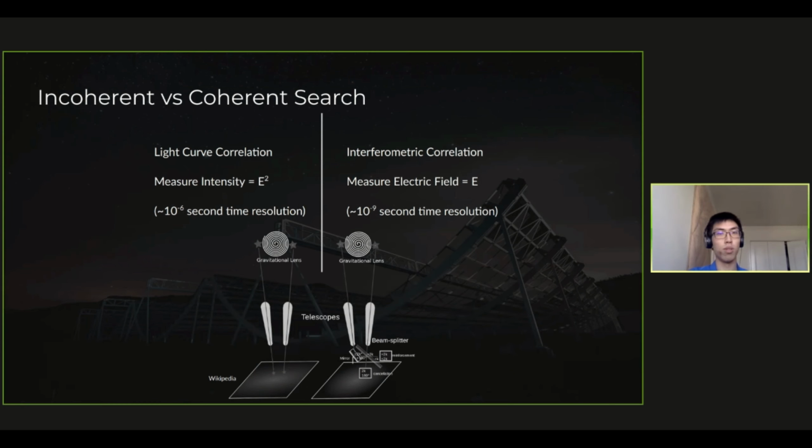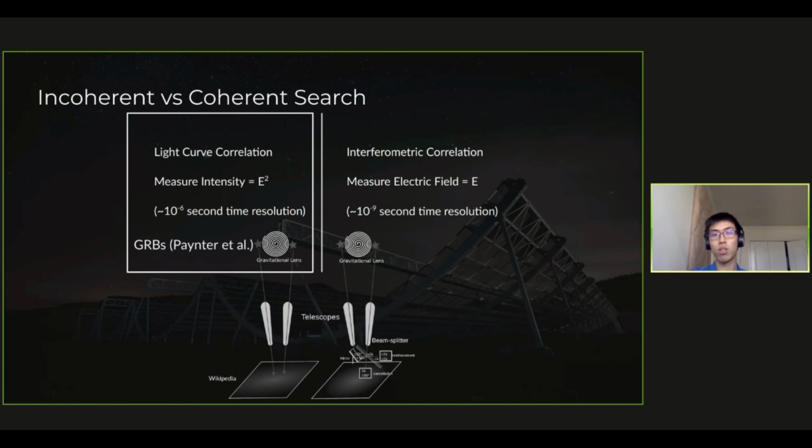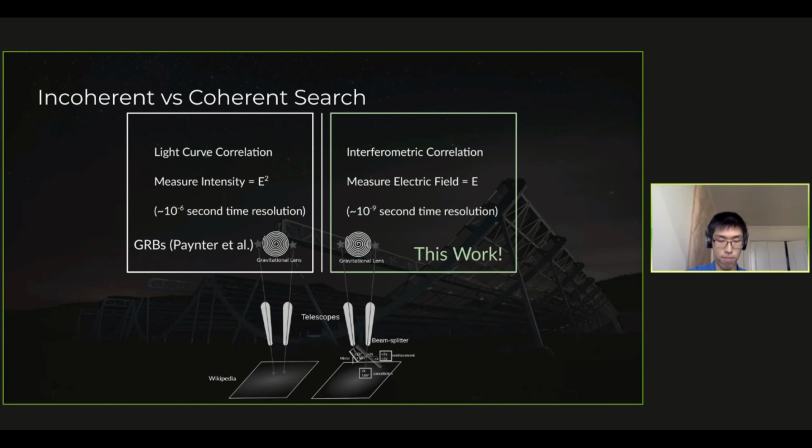Your fundamental observable there is the power or the intensity. And that gives you a time resolution limited by how fast the transient rises and falls. However, when you have phase information, it's equivalent to taking the electric field, propagating it around the gravitational lens, and interfering it at a beam splitter and measuring the fringes of the output. That gives you a much greater time resolution and, it turns out, much better sensitivity than the incoherent search method. And that's what we're trying to do with the fast radio burst that you can't do in other parts of the electromagnetic spectrum.